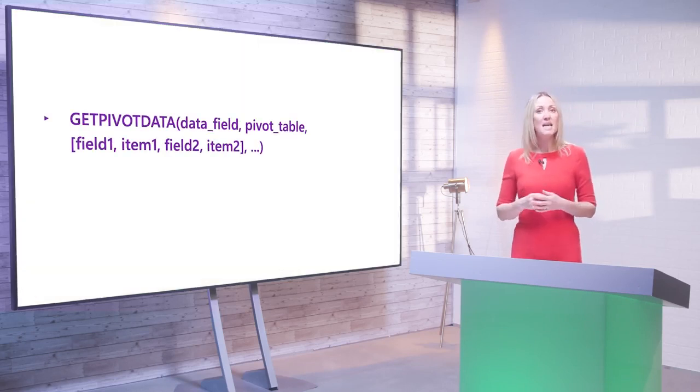The syntax is GETPIVOTDATA, open parentheses, then the data field, the pivot table, and finally the fields and items. This syntax may seem complicated, but Excel simplifies the process of building the function by automatically inserting it. When you select a cell outside of the pivot table, even in another worksheet or workbook, and type the equal sign, then click on the field in the pivot table that contains the value you want to retrieve, Excel automatically inserts the GETPIVOTDATA function with the correct syntax.